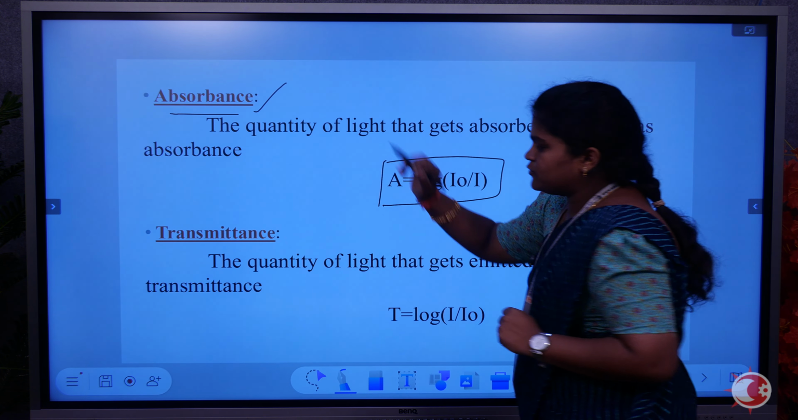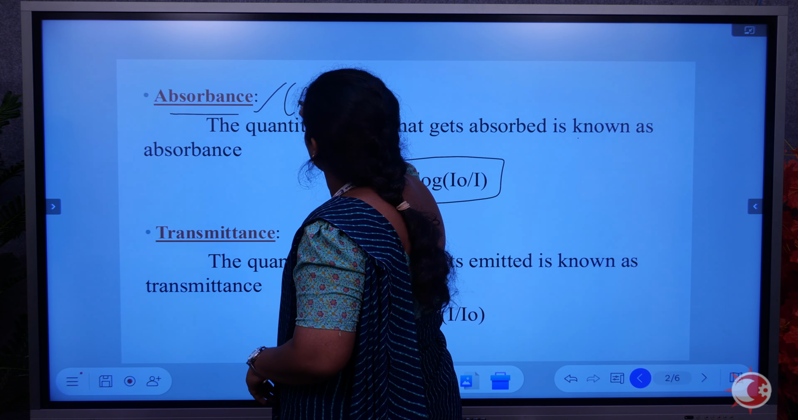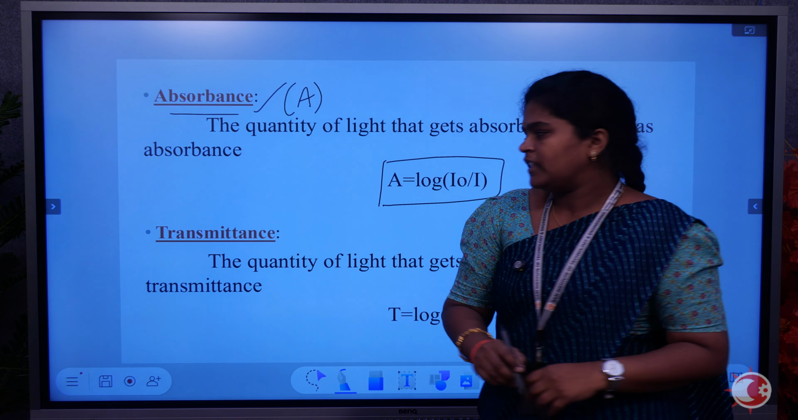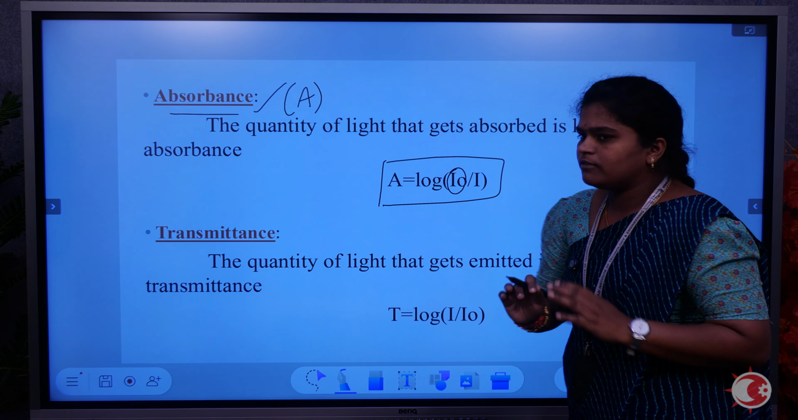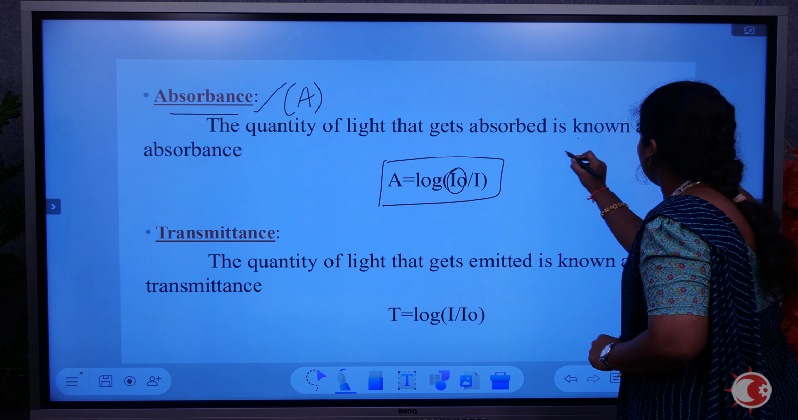A is nothing but absorbance. So A is equal to log of I naught by I, where I naught is the intensity of the incident radiation. Let me take an example.